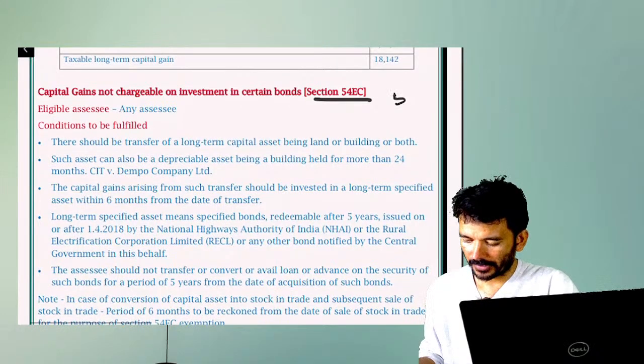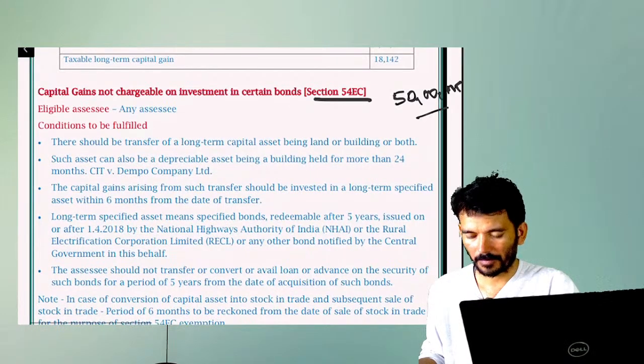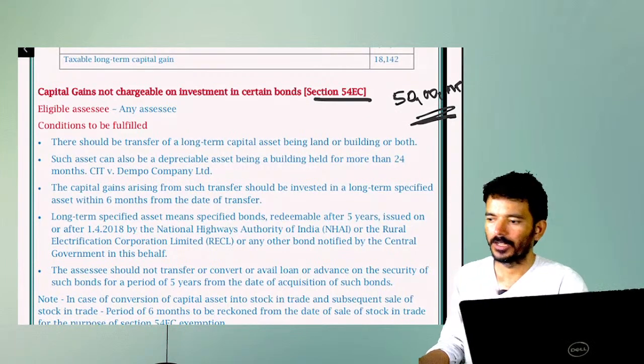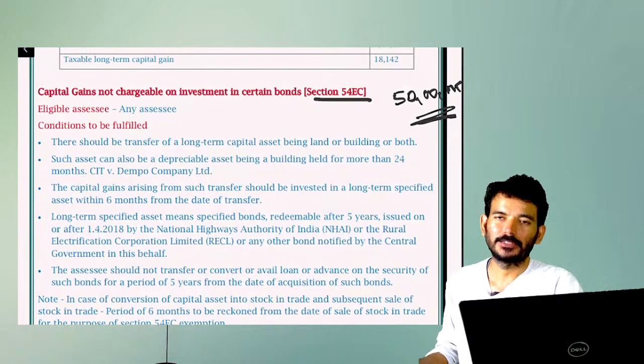54EC, again this 50 lakhs is a very important section, guys. You remember the section also, remember the amount also. Within 6 months from the date of transfer you can buy these bonds. These bonds are very crazy bonds, so people buy them within days and minutes also.